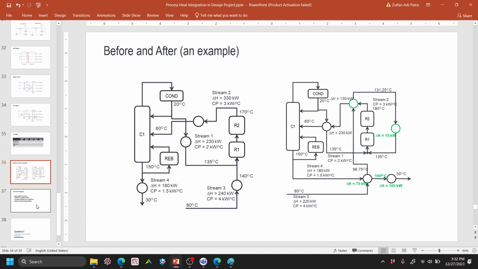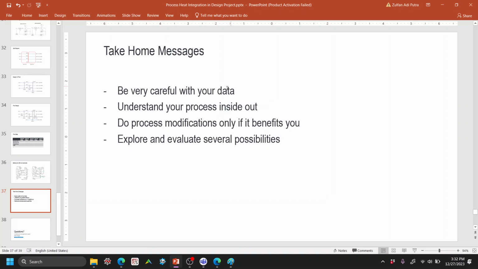We are over time by 2 minutes. Take home messages: be careful with your data. Make sure that you have reconciled your mass and energy balance. It has to be balanced, and you need to understand your process inside out. See where you can modify your process in such a way that you minimize your hot and cold utility from the external, and you only do process modifications if it benefits you. Sometimes, if we can reduce the pressure of the column here and there, maybe we can reduce the energy required, but it may or may not save you. That's something you have to evaluate yourself.